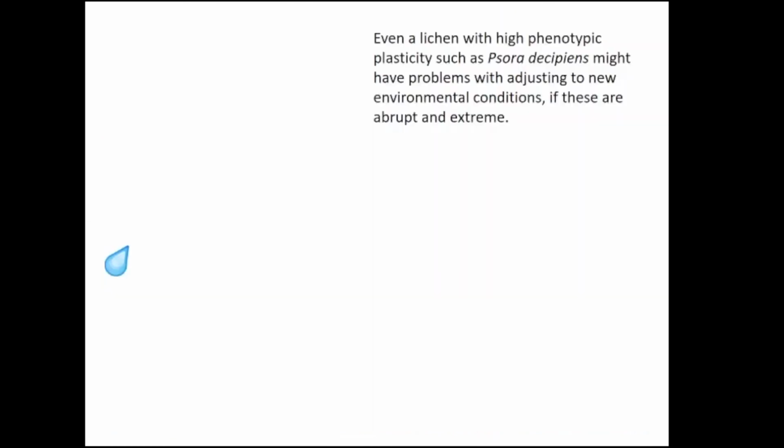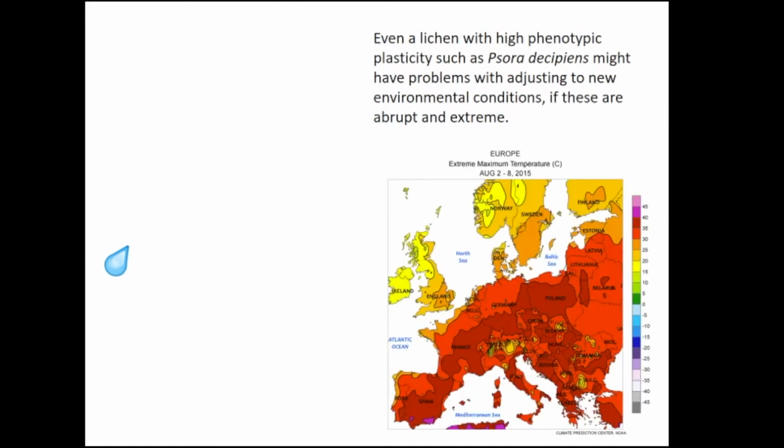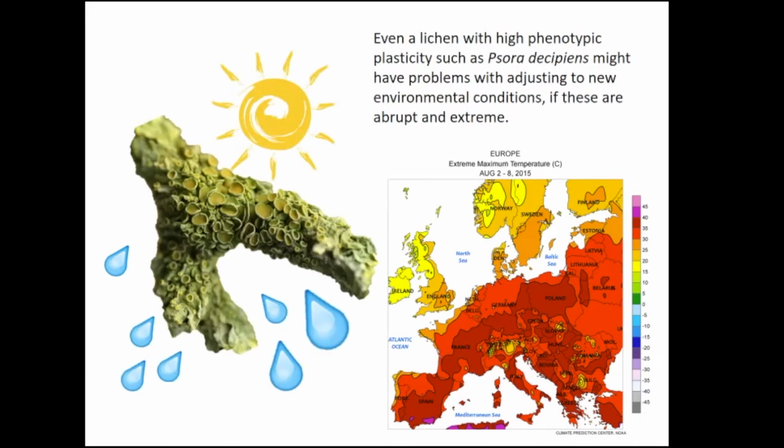So what does that all mean? What can we learn from this? Well, our experiments have shown that even a very plastic lichen with a high phenotypic plasticity, such as Psora decipiens, might have problems with adjusting to new environmental conditions if they are abrupt and extreme. So is this relevant at all? Are such conditions to be expected? Well, in recent decades, especially since 2003, Europe has experienced an exceptional number of pronounced heatwave events. And in the light of this research, our lichen communities might actually be affected in their performance and survival chances by such events.